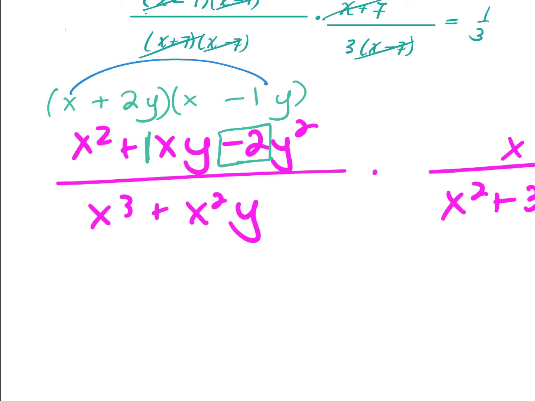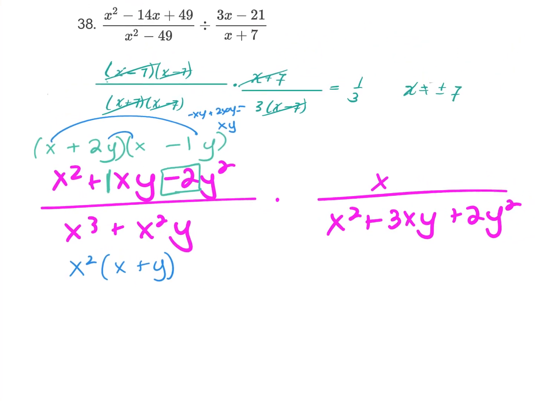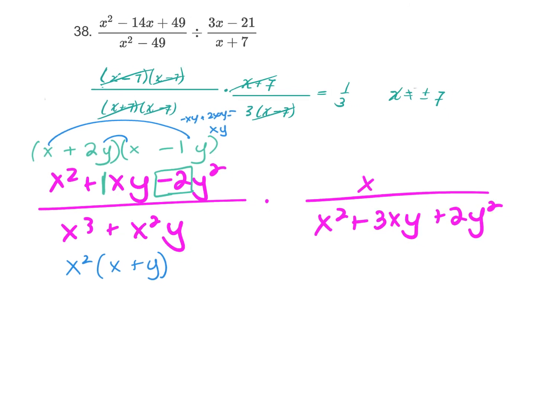Do outer and inner to check here. So this would be -xy, +2xy, and that gives me a +xy. So that matches what I needed it to be. Bottom left, I could take out an x squared. Top right, again, can't be factored.